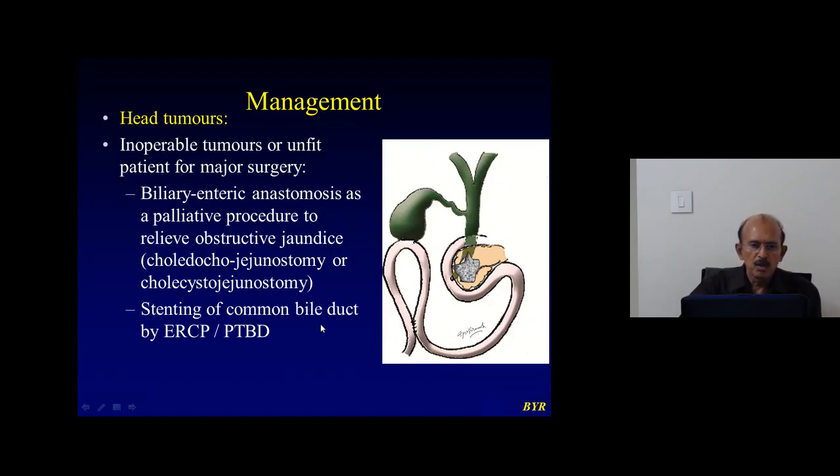If possible, you can go for stenting of the common bile duct by ERCP. If ERCP is not possible because the tumor has completely infiltrated the common bile duct, and you can't pass the stent or even a guide wire, then you do PTBD. I hope you know about PTBD. What is PTBD? If you don't know, you tell me, I will explain. What is PTBD?